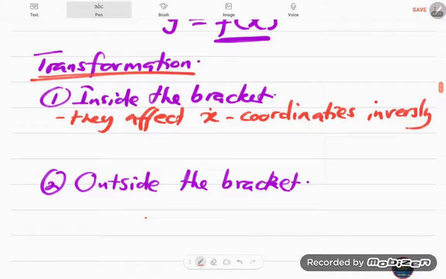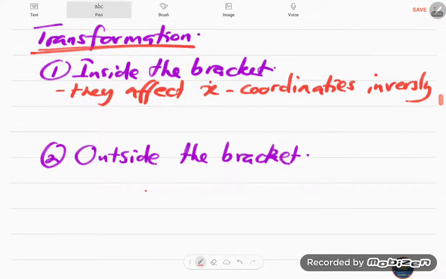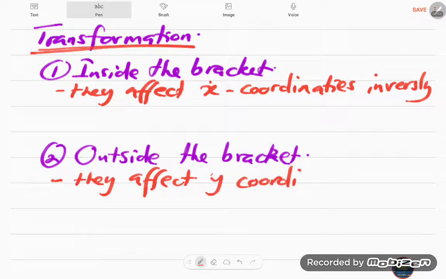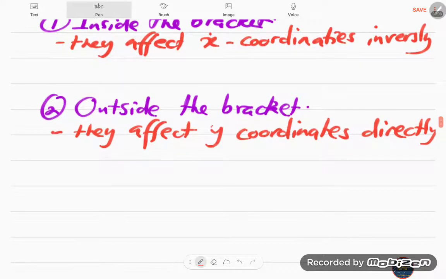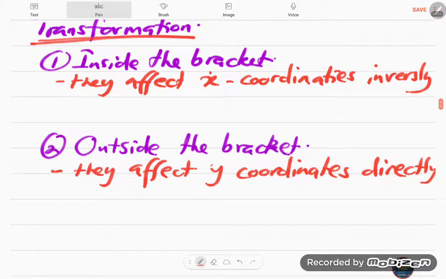And they may affect the y coordinates indirectly, but I think the real change is going to be on the x coordinates, the direct ones. And in some cases, as you do your applications, you'll notice that they may affect the y coordinates just here and there. I'm going to be specifying those kind of cases. And then if they are outside of the bracket, they affect y coordinates. And how do they do this? Directly. Okay, so this is for your transformations. Either your transformations are inside the bracket or it's outside the bracket.